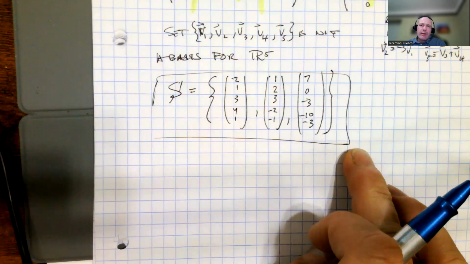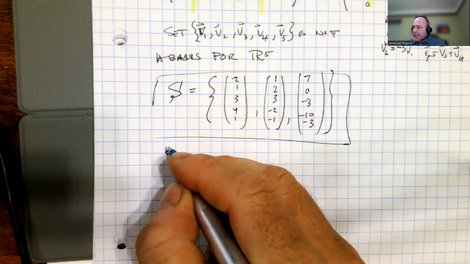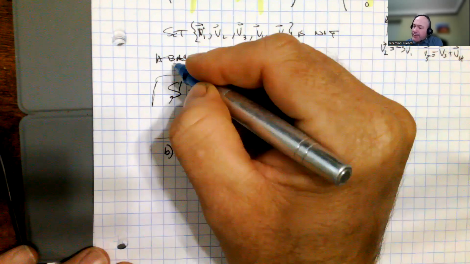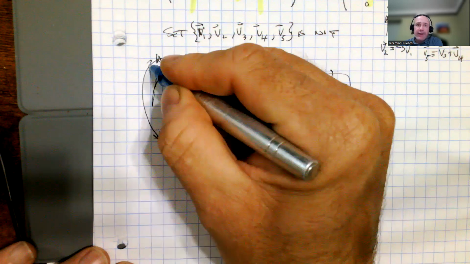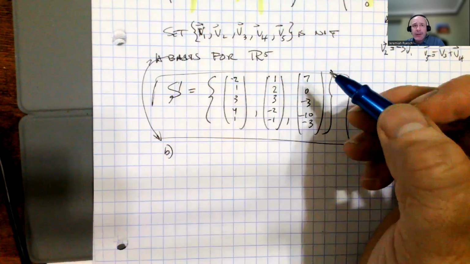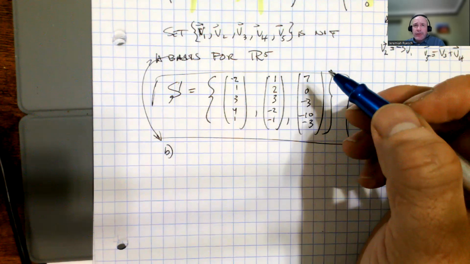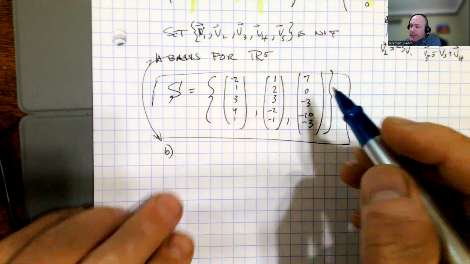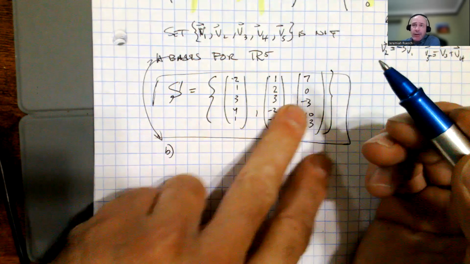And then in part B, it's asking, does it span R5? Well, we just kind of answered that. No, it's not a basis for R5 because we need five independent vectors. We kind of answered that in connection to answering the basis set here.